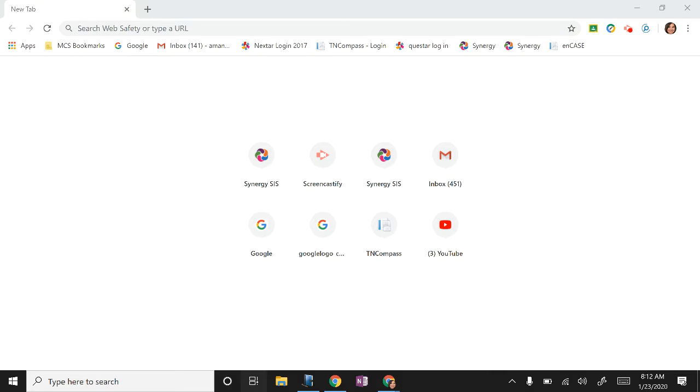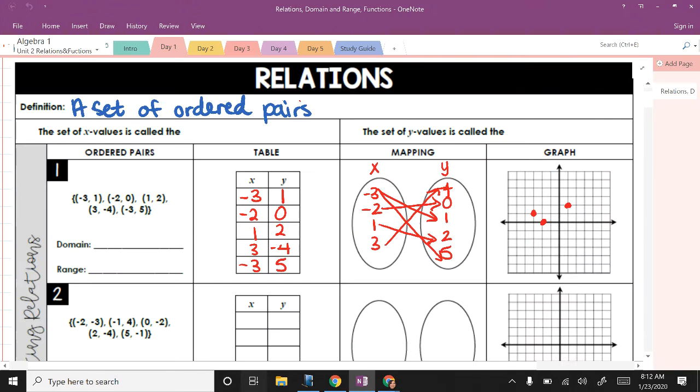Okay, so for the graph, you just plot your points. And apparently, everything just went crazy for me for a second. I don't know what's happening, y'all.